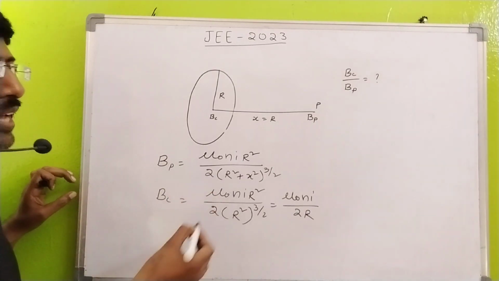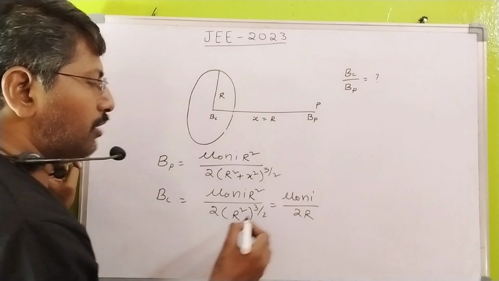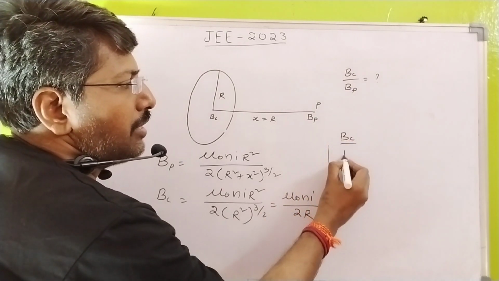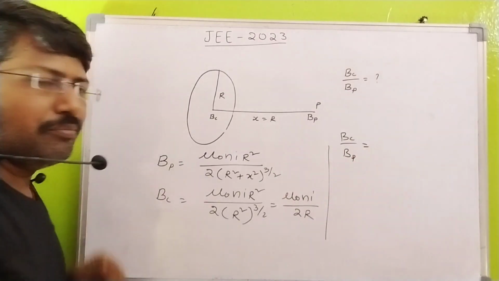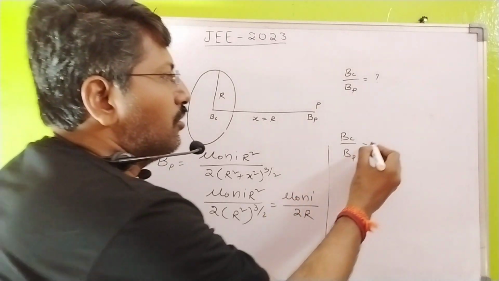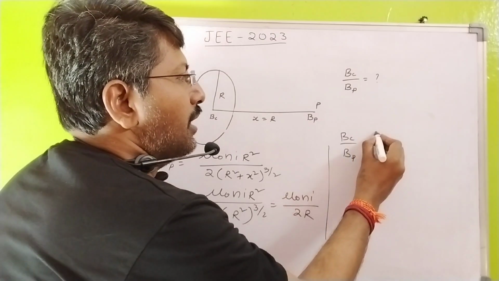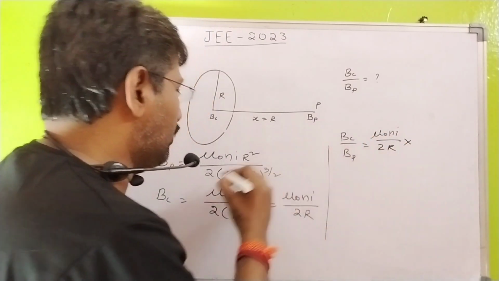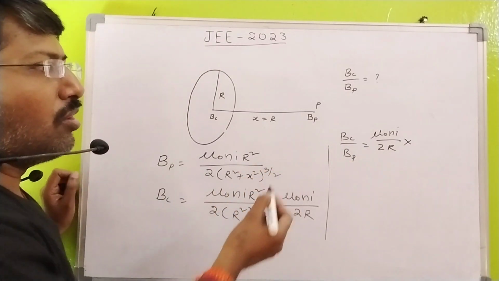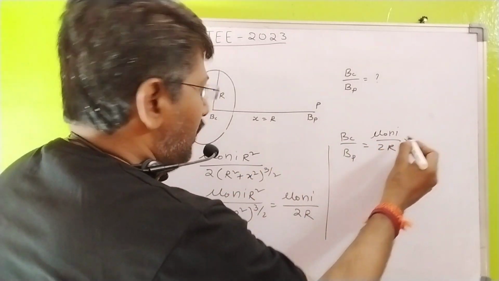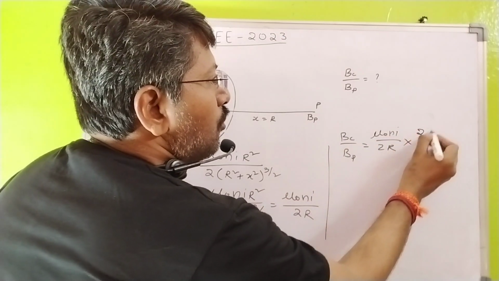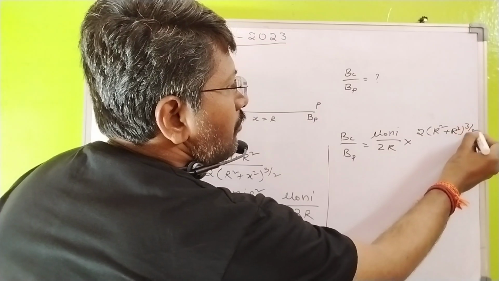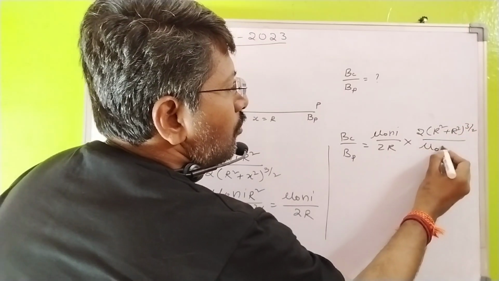Okay, now they are asking what is the ratio between these two. So simply BC by BP. Is it right? So substitute the BC value here, mu naught N I by 2R, and into this value substitute X is equal to R, 2 into R square plus R square whole power 3 by 2, divided by mu naught N I.